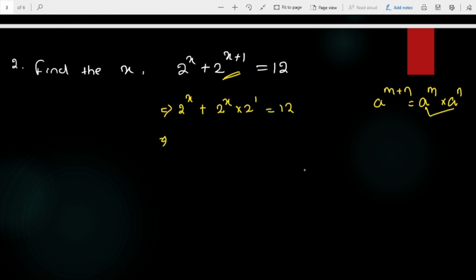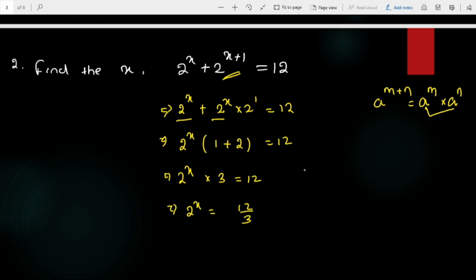Okay. Now here 2 to the power x and 2 to the power x are common. So take common 2 to the power x. The remaining are 1 plus 2 equal to 12. Now 2 to the power x into 2 plus 1, that is 3, equal to 12. 2 to the power x equals 12 divided by 3, that is 2 to the power x equals 4. That implies 2 to the power x equals 2 to the power 2. So bases are equal, which means we can equate the powers, that is x equals 2. Okay, so the answer is 2.